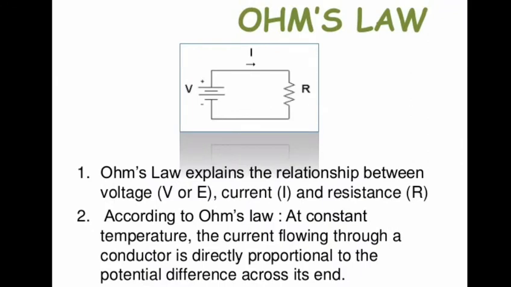It was George Simon Ohm who, on the basis of experimental observations, put forth a relationship between voltage, current, and resistance and formulated a law that is known as Ohm's law, which states that at constant temperature or isothermal conditions, the current flowing through a conductor is directly proportional to the potential difference across its ends.